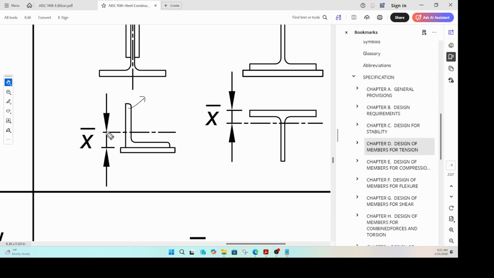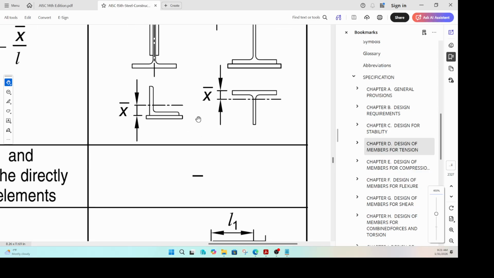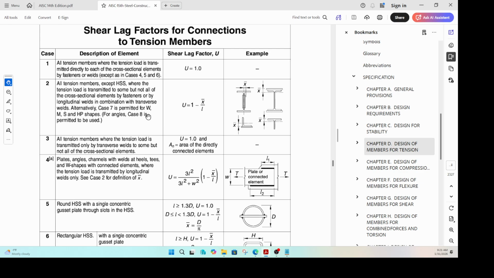We will do a worked out example. That's when we will get into the member property table and find out where all these are. But for now, you just need to understand how to calculate your x bar value. So this is a case when all the elements are connected. This is a case where tension load is transmitted to some but not all of the cross-sectional elements by fasteners, right? Then this is how you calculate your x bar.